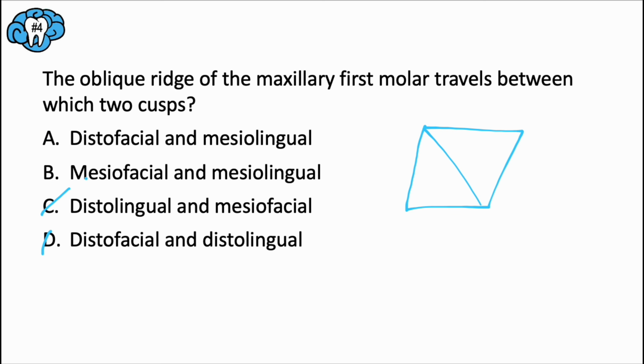And if you had to guess without even drawing anything, you'd think 2 mesial cusps are going to be making kind of a vertical line. And in fact, a line connecting those 2 cusps describes the mesial marginal ridge. Whereas distofacial to mesiolingual is diagonally across the tooth surface. And that's exactly what we're looking for. So the answer to this question is A. The oblique ridge travels from the distofacial to the mesiolingual cusps.